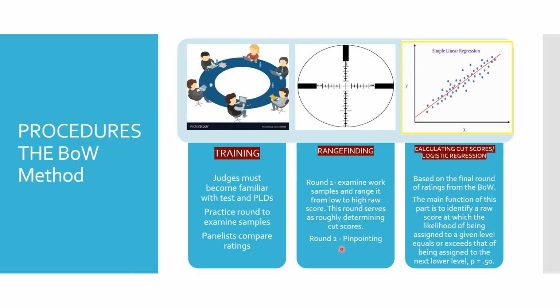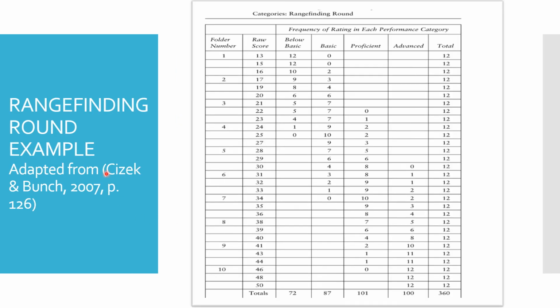Let's take a look at an example for range finding. So this was taken from Cizek and Bunch. For range finding, samples are assembled in folders, as you can see folder numbers here, and they are arranged in score point order within a folder. So this table shows ratings of 12 panelists of 30 student work samples. They are organized into 10 folders.